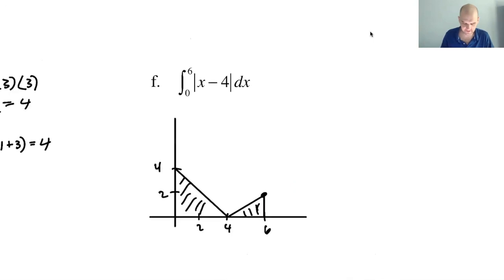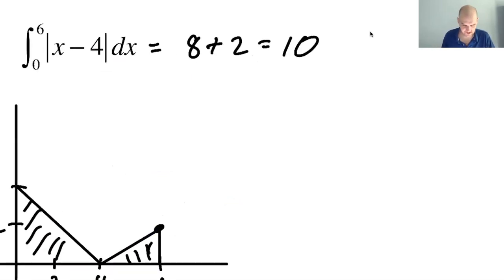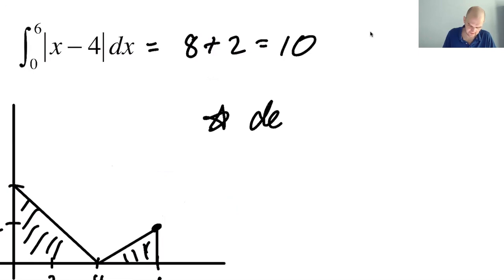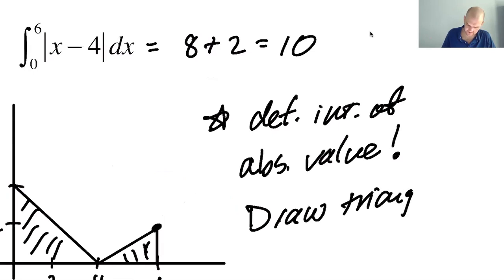It's never going to get easier. It's never really going to get worse either, which is kind of nice. So this is going to be half of 16, which is 8. So 8 plus, what are you? 2 by 2, half of 4, so 2. 10. That's how you're going to do it, okay? Definite integral of absolute value: draw triangles and add them.